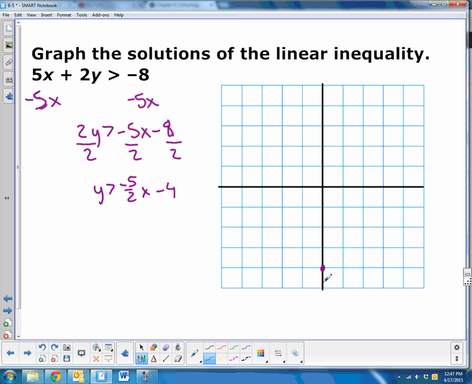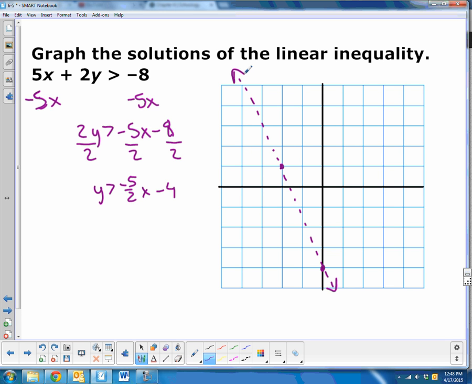So normally I would go down 5 and over 2, but I don't have quite enough room on my graph. So I'm going to go up 5, 1, 2, 3, 4, 5, and to the left 2. It's still going to give me a negative slope, which is what I should have, but it's not going to go off my graph. So there we go. Negative 5 halves x minus 4. And of course, now that I've done that, I realize I didn't use a dashed line, because y will not quite equal that line.